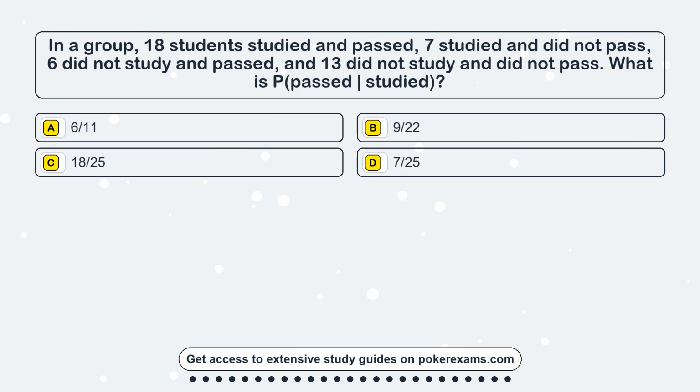Question 23. In a group, 18 students studied and passed, 7 studied and did not pass, 6 did not study and passed, and 13 did not study and did not pass. What is P(passed | studied)? Option A 6/11. Option B 9/22. Option C 18/25. Option D 7/25.